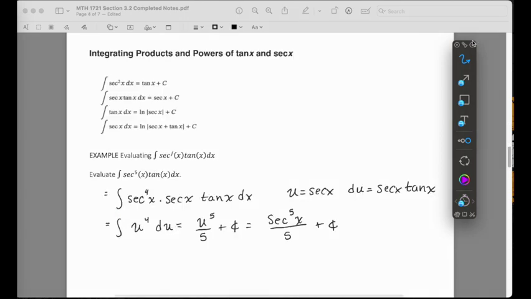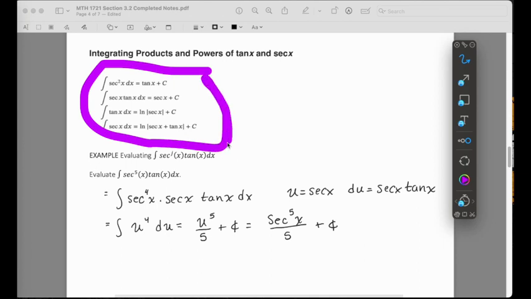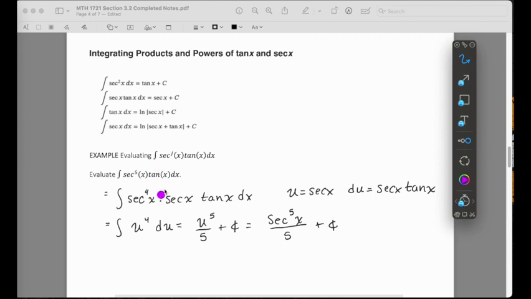Now, when we're dealing with integrating products of tangent and secant, we're going to have similar tactics where we're going to use identities and rearrange the expression somehow so that we can do a u substitution or even an integration by parts method. And so before we get started, just a quick reminder of some of the integrals that we should already be familiar with. Okay, so keep this as a reference. These are on your reference sheet, by the way.